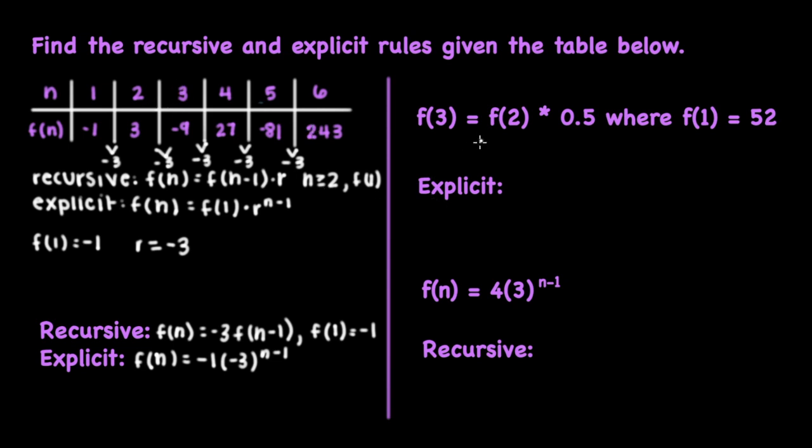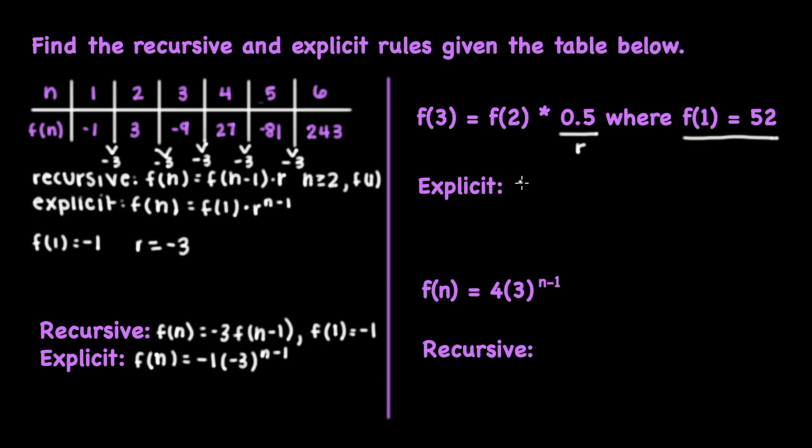Now, moving on to the right side, we are given a recursive rule and we're asked to find the explicit formula. So we have f of n is equal to f of n minus 1 times 0.5, given f of 1 is 52. Once again, we need to know our initial value and our common ratio to write an explicit rule. We can find our common ratio being multiplied to our f of n minus 1 value, which here is 0.5, and in a recursive rule, we are automatically given our f of 1 value.